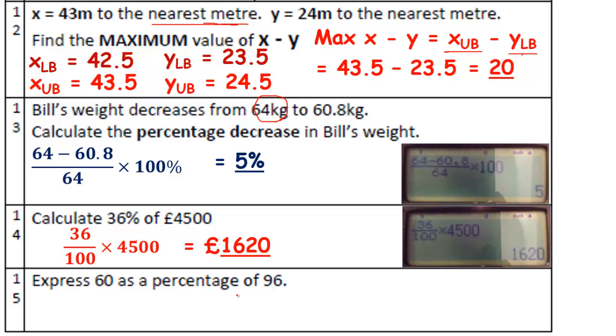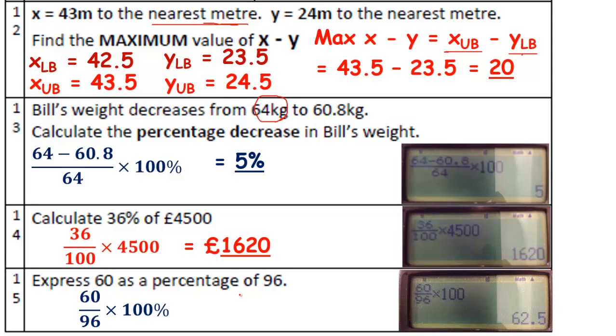Write it as a fraction, 60 out of 96. Times it by 100. Again, stick this into your calculator, and you can see the answer you're going to generate is 62.5. Take your time with these.